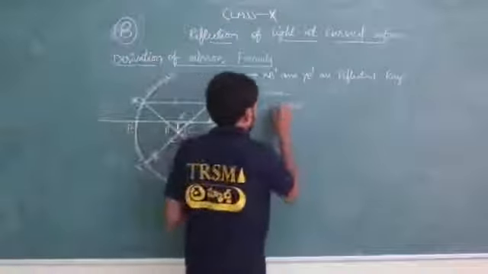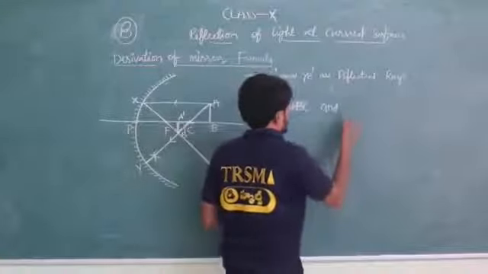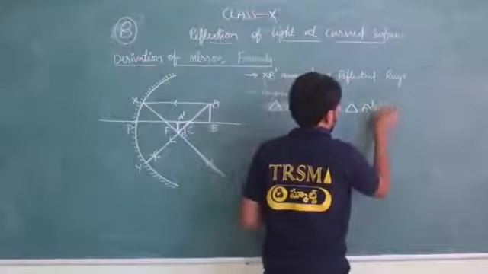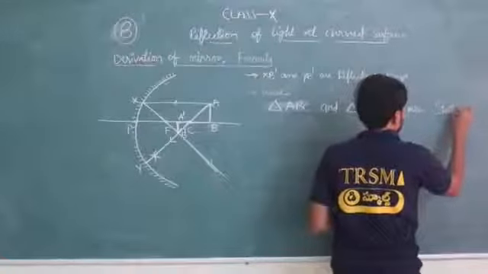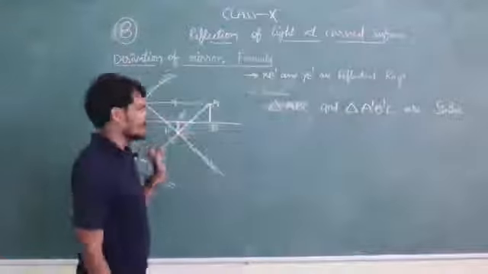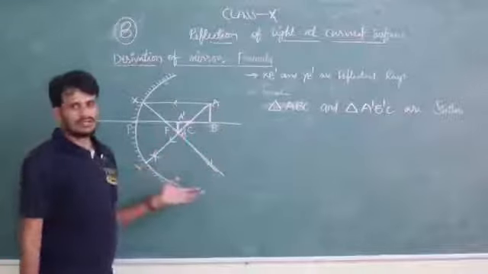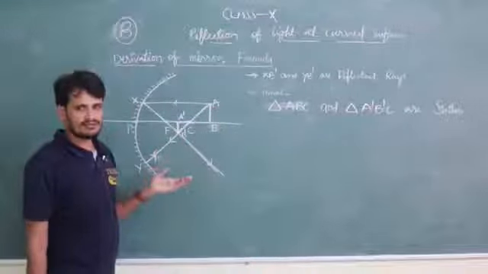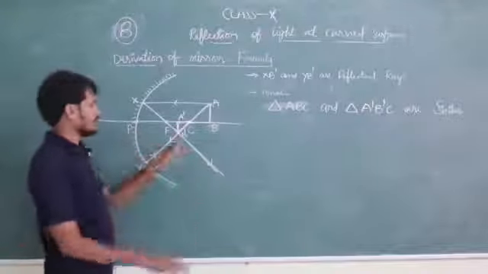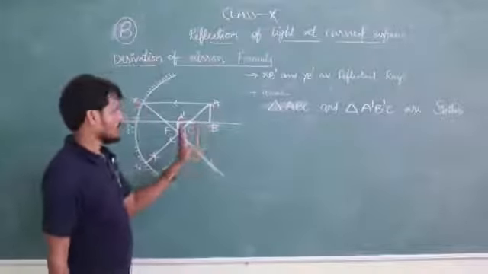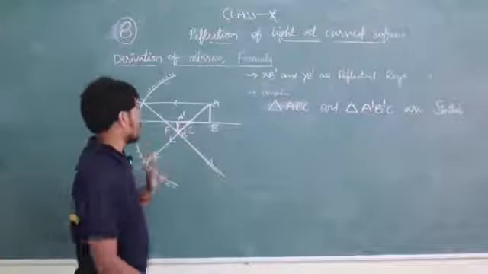Triangle ABC and triangle A dash B dash C are similar. Why? Because both are right-angled: A dash B dash C is a right angle and ABC is also a right angle. What are similar triangles? When the angles of two triangles are equal, we can consider them similar triangles, according to my knowledge. So triangle ABC and triangle A dash B dash C are two similar triangles.